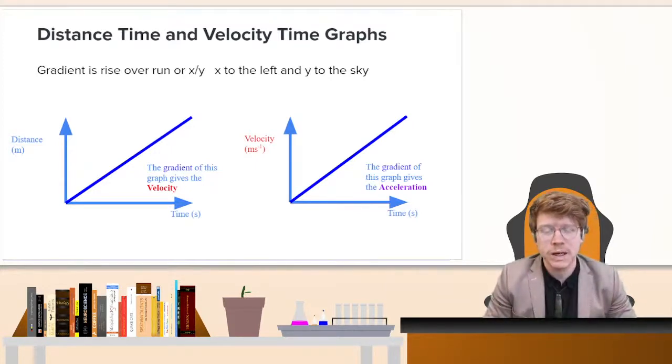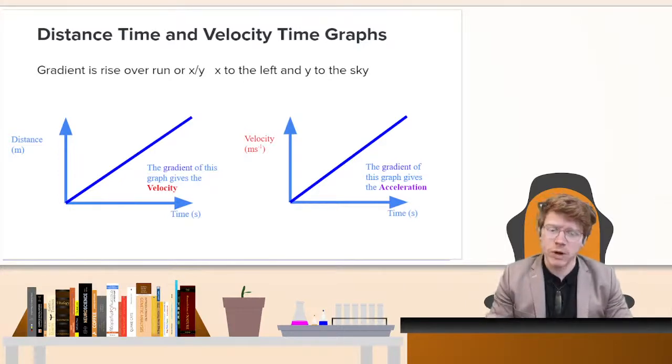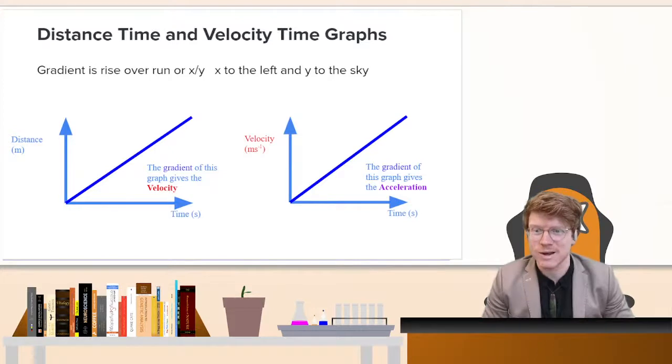The two types of graphs you will get are distance time and velocity time graphs. Both have time on the x-axis. We always tend to put time on the x-axis, and then we're measuring either distance away from the origin or the velocity of the object. And remember, x is to the left and y is to the sky. The key thing to know for our distance time graphs is that the gradient of a distance time graph is the velocity. The gradient of our velocity time graph is our acceleration, which is pretty neat actually. So kind of a useful thing there.